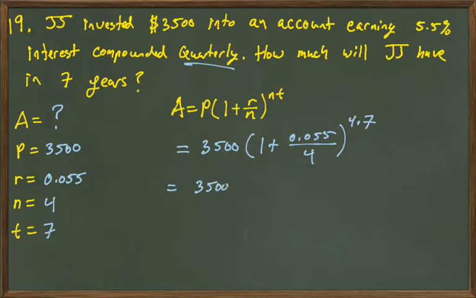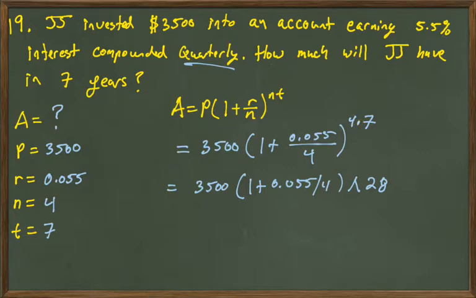If I'm going to put it into my calculator, I probably want to write it like this. So those parentheses are very important, and I also would like to go ahead and multiply 4 times 7 and make that a 28. Oftentimes what happens is, if we're not careful, we'll raise to the 4th power and then multiply by 7 instead of raising it to both the 4 times 7 power.